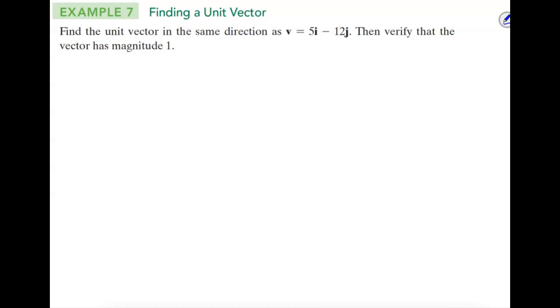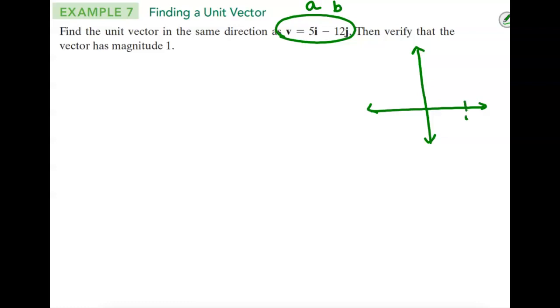So I just want to take a minute just to say, what does this vector look like graphically? So if here is your coordinate plane, remember this is your A value and this is your B value. You're moving right 5 and then down 12. So this vector looks like that. Okay, and what we want to do is find out what is the length of this vector.